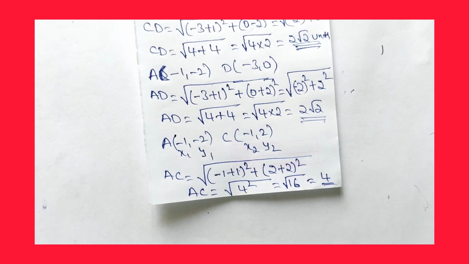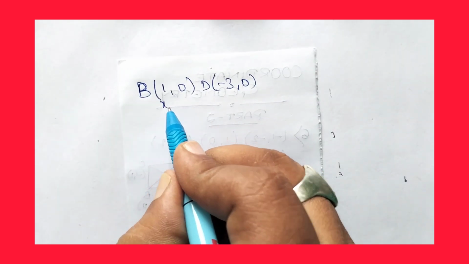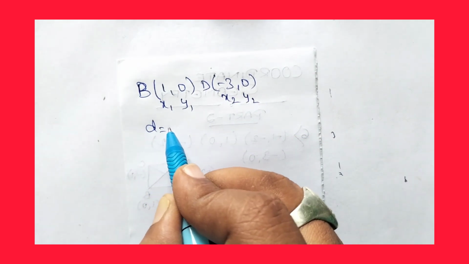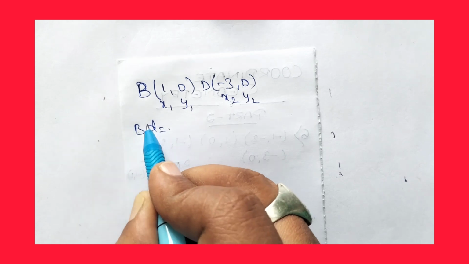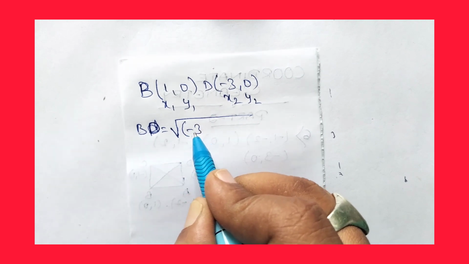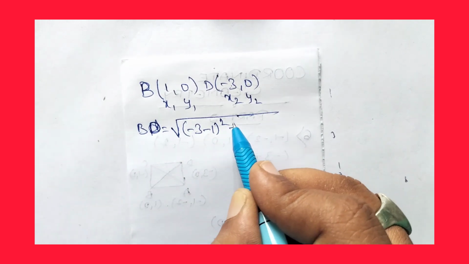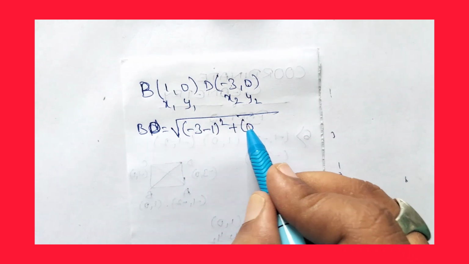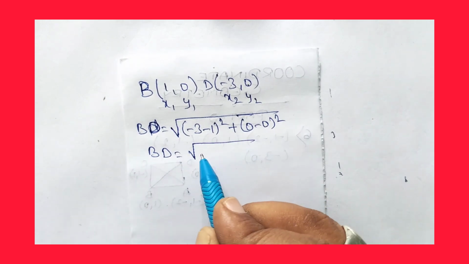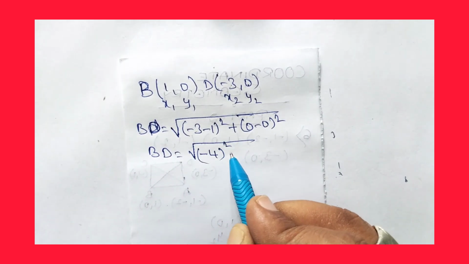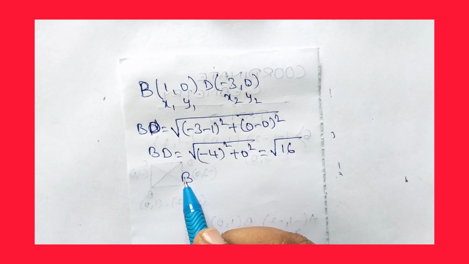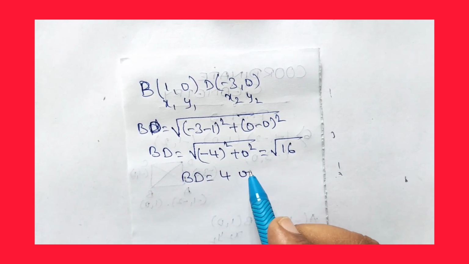Now let us find out DB. Let us find the diagonal DB using x1 y1 and x2 y2. So BD is equal to square root of minus 3 minus 1 whole square plus (y2 minus y1), 0 minus 0 whole square. So BD is equal to square root of minus 3 minus 1, which is minus 4, whole square, plus 0 square. That is equal to square root of 16. So BD is equal to 4 units.